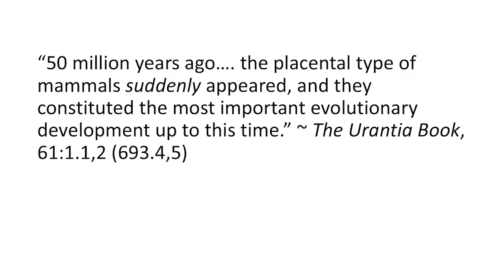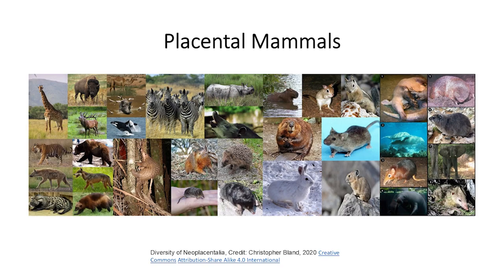The Urantia Book states that 50 million years ago, the placental type of mammals suddenly appeared. They constituted the most important evolutionary development up to this time. A functioning placenta offers a great advantage in that it provides for relatively mature and well-developed offspring. The presence of mammary glands provides excellent nourishment to the newborn and infant offspring.